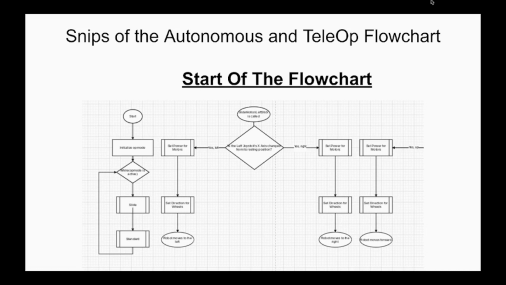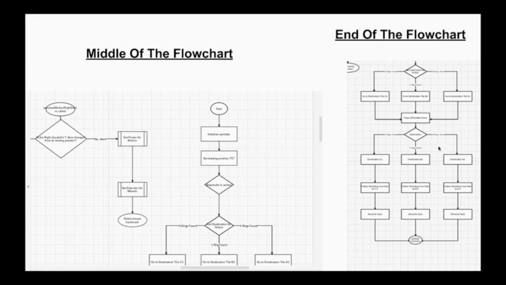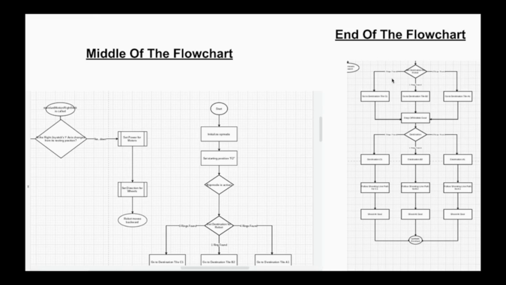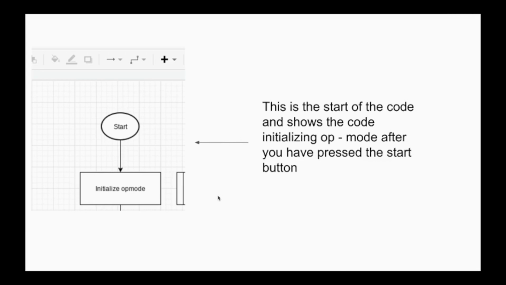And I have put our flowchart snippets on this Google slide. I had to do it in 3 parts because the whole flowchart wouldn't fit. This is the beginning, middle, and end. This shows autonomous, this shows teleop, and this shows teleop. Let's get into it. Autonomous.